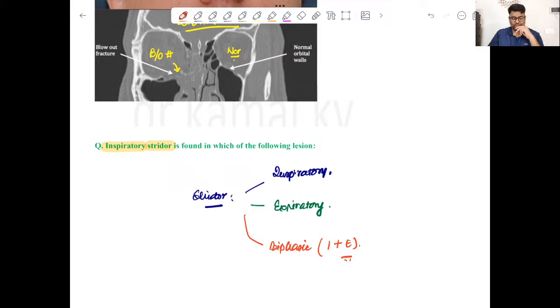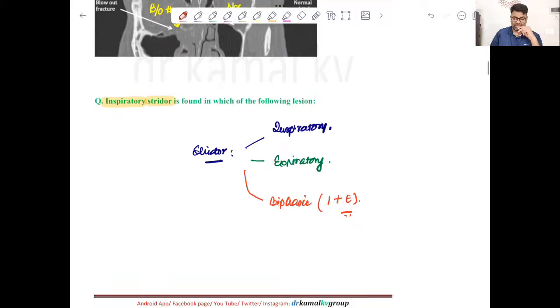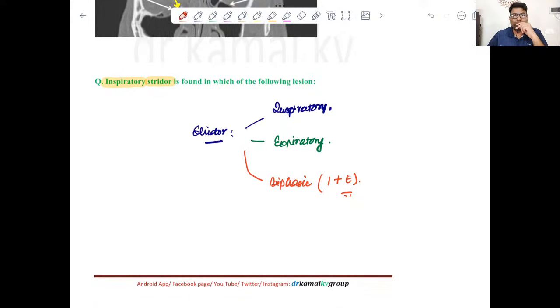So the stridor, which is the sound because of movement of air through the respiratory tract because of some partial compression from outside, that results in stridor. So it can be inspiratory when the person is inhaling, it can be expiratory when the person is exhaling, and it can be in both the phases. Whenever the person is inhaling or exhaling, the sound is coming. So that is biphasic. Now this depends on the anatomy of the respiratory passage, right?